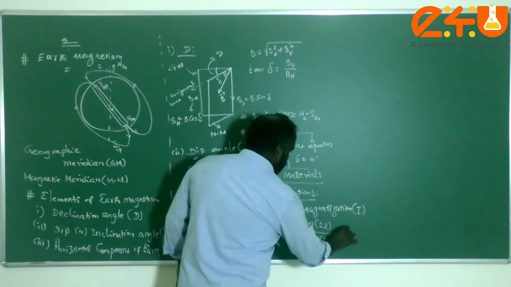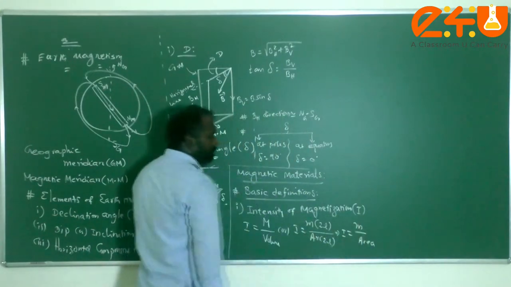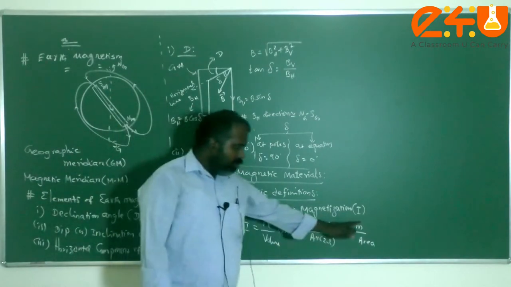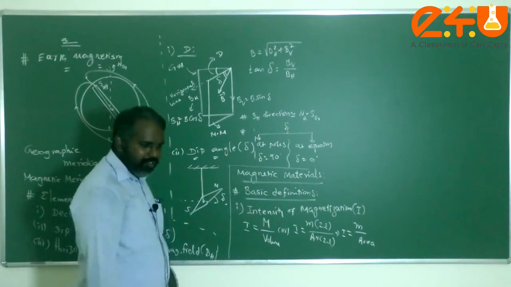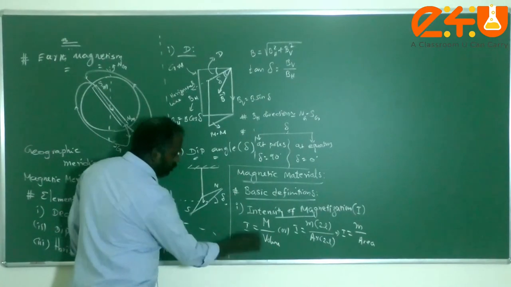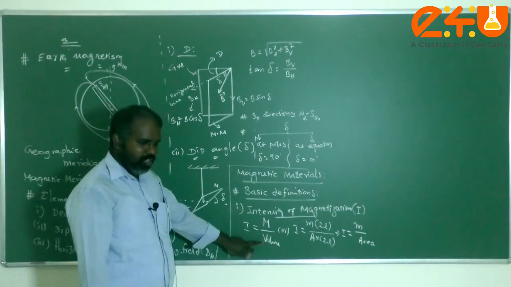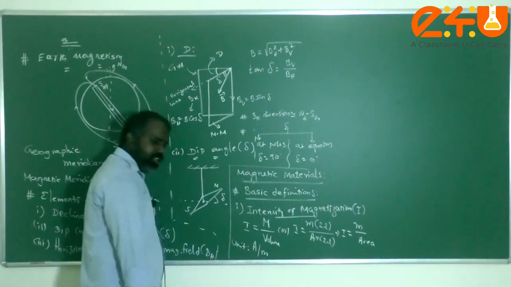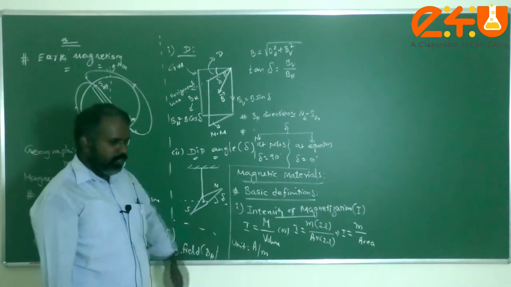Therefore we can say that I is equal to m by area, that is, pole strength by area. Either magnetic dipole moment per unit volume or pole strength per unit area. This is the definition for what, children? Intensity of magnetization. Yes. And another unit: as we know, magnetic moment is ampere meter square, and volume is meter cube, so that will get cancelled. Then the unit is what, children? Ampere per meter. So this is the first basic terminology we must know.